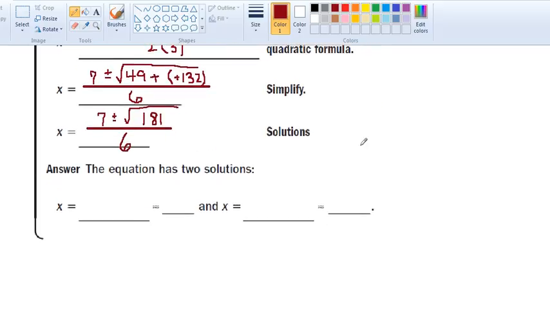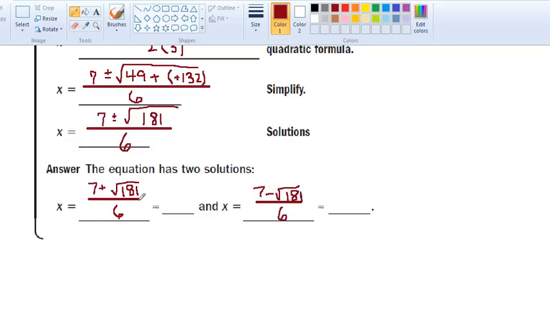So now we're going to split these two things into 2 answers. So you'll need 2 fraction bars. We're going to put 1 right here and 1 right here. And we're going to split this up. Here's what we've got. We know we have 7 plus, that's the plus part, square root of 181, which we really can't do much with, unfortunately. It'd be nice if we could. All over 6. And we also have 7 minus square root of 181, all over 6.